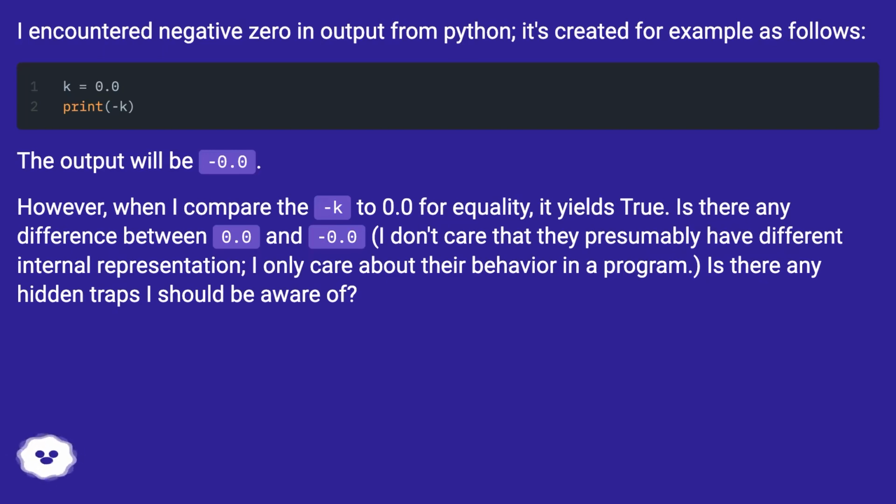I don't care that they presumably have different internal representation. I only care about their behavior in a program. Are there any hidden traps I should be aware of?